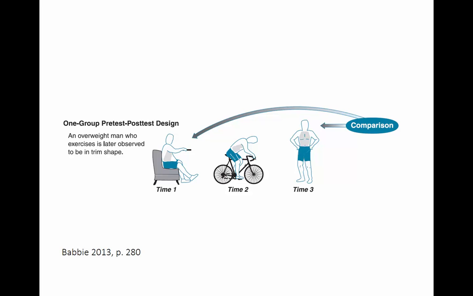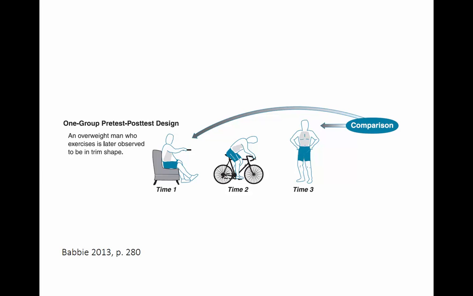Okay, let's walk through this slowly. Why is it one group? We're just looking at one group. I don't have a control or a treatment group here. I just have basically the same individuals at different points in time. I observe them at time 1. They sit on the couch. Then I know that at time 2, they do exercise, and then I observe them at time 3.